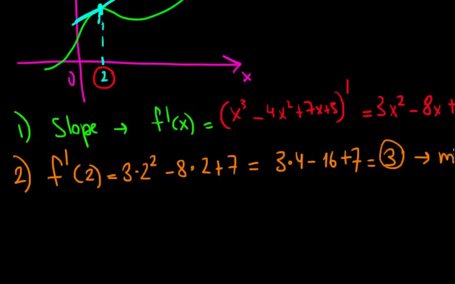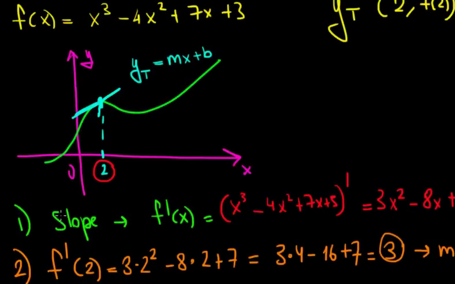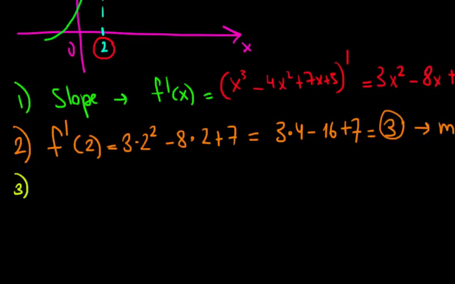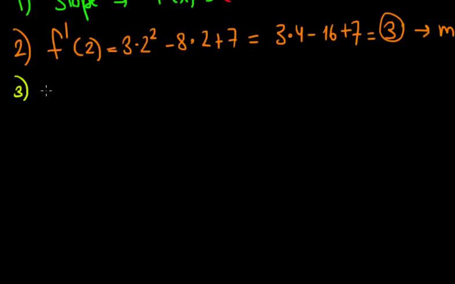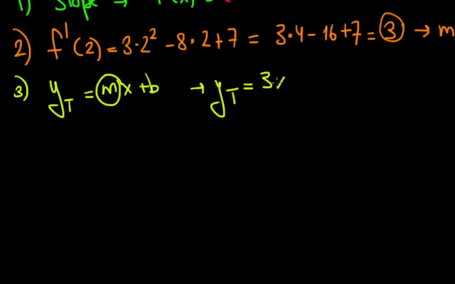What's the next step? The next step is to find our intercept. How can we do that? Well, let's see what we get so far. Our tangent line has the shape of mx plus b. And we just found our m, so we know that the tangent line has the shape of 3x plus b.